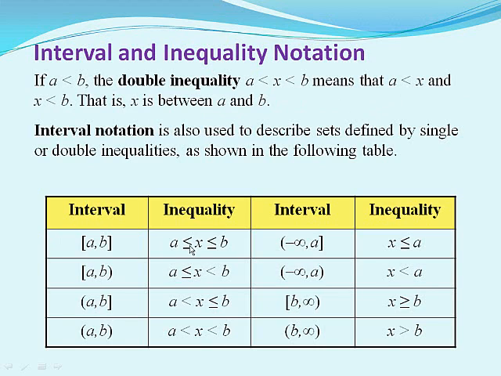The important thing is when there is less than or equal to, the interval notation requires you to use a square bracket. When there is strict inequality, we need to use parentheses. And in the case of infinity or minus infinity, we always use the parentheses. Parenthesis means that point is not part of the set. Square bracket means that it is part of the set.